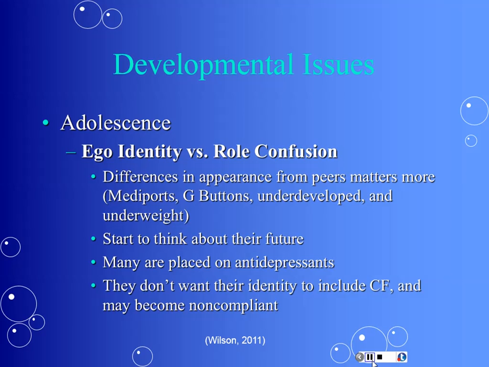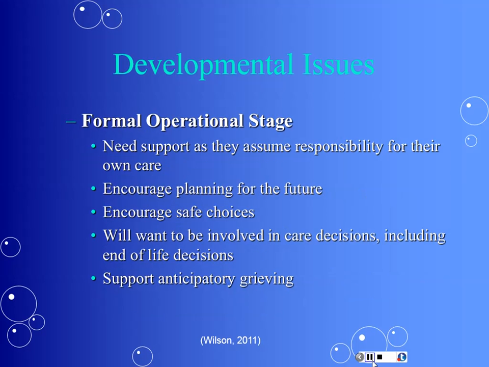They start to think about their future, and as they do that, they may become depressed. A lot of these kids are placed on antidepressants. But like I said, they need to be seeing a counselor as well. And they just don't want their identity to include CF. You'll see this a lot with diabetes as well, or with asthma. I don't want to have to deal with this, so I'm just not going to take my meds, and I'm going to pretend I don't have it, which means they're going to come see you more frequently.